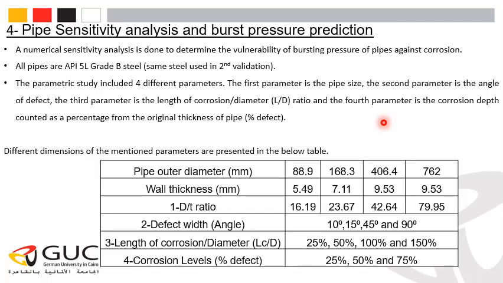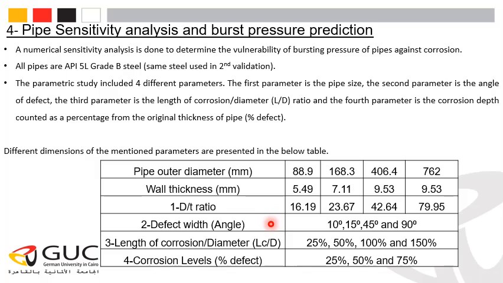Now the pipe sensitivity analysis and burst pressure prediction. Numerical sensitivity analysis is done to determine the vulnerability of bursting pressure of pipes against corrosion. There are four parameters in the parametric study. The first one is the pipe size, represented by the D to T ratio, diameter to thickness ratio. Four pipe sizes are used with the following diameter to thickness ratios.